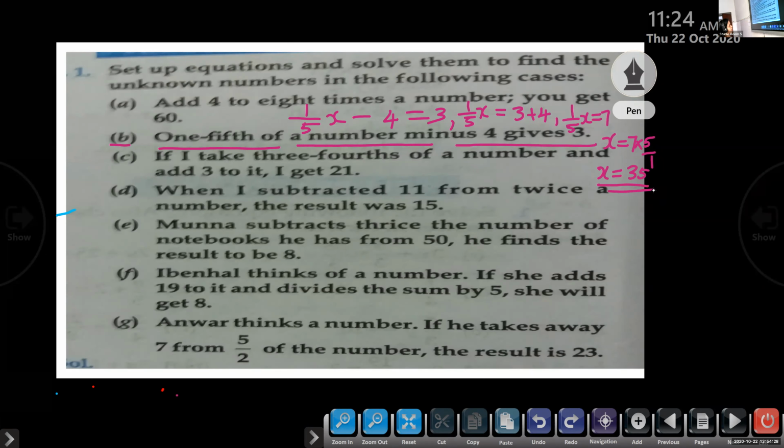Can you see whatever I am writing on the board, children? Yes, ma'am. It will be more clear if I reduce the size of this. I'll try to do it next time. Is it clear, this problem? Yes, ma'am. Next question.